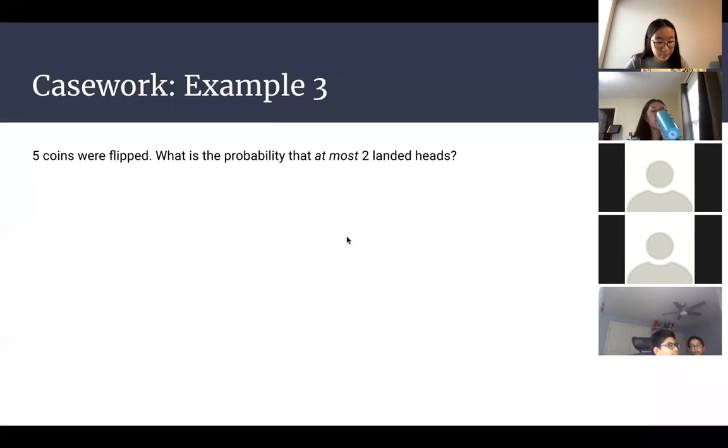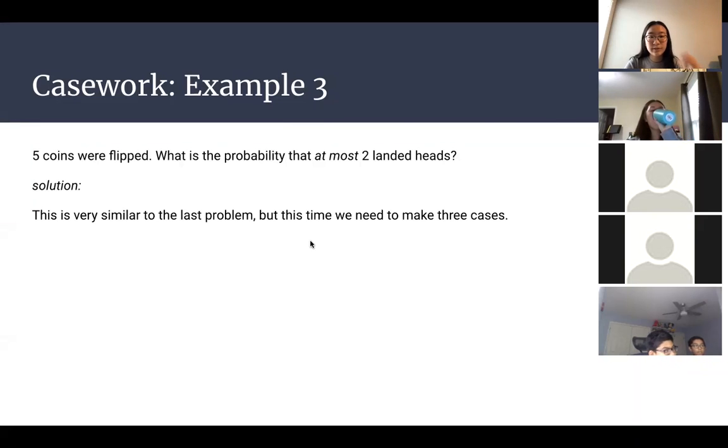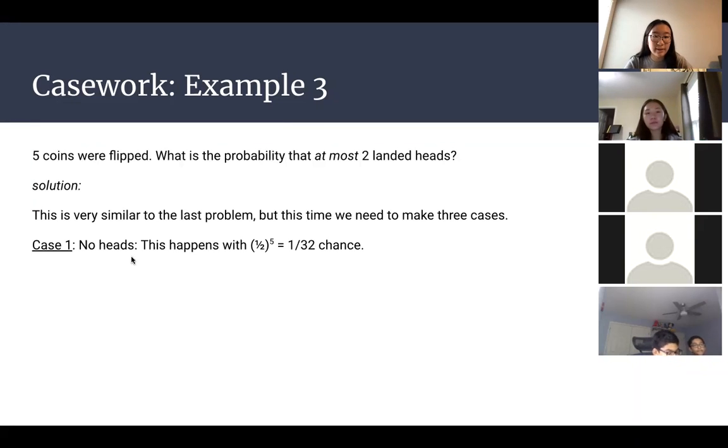So let's see. We're going to make 3 cases. Case 1 is going to be no heads, which there's only one way to get no heads. So that's 1 over 32. And now let's calculate how many ways you can get 1 head. Does anyone know what sort of strategy we would use to calculate how we'd get 1 head only? Or basically your answer for how many ways we can get 1 head.